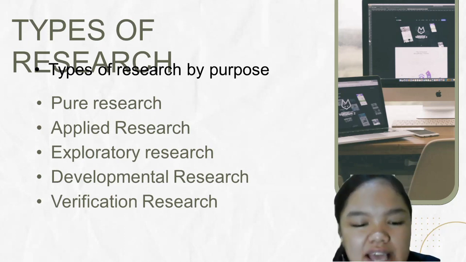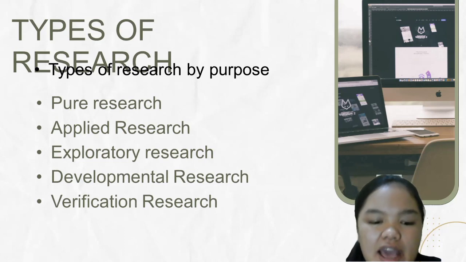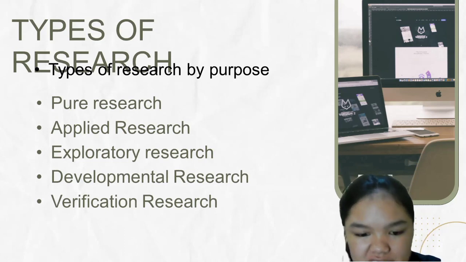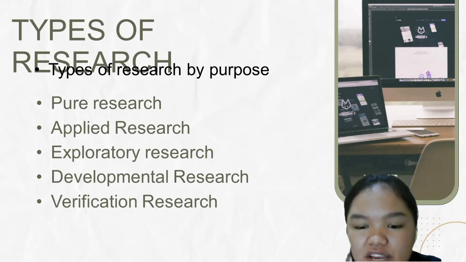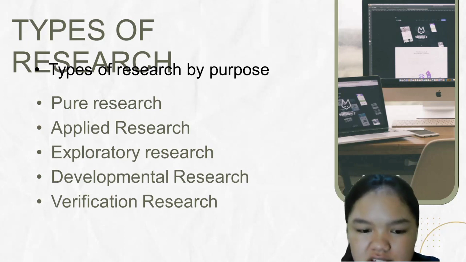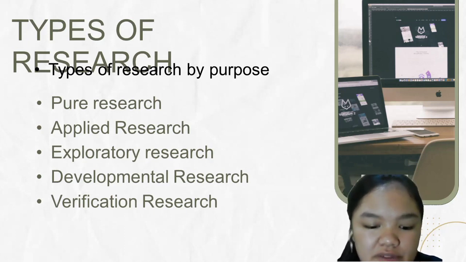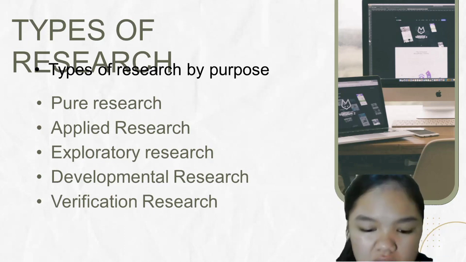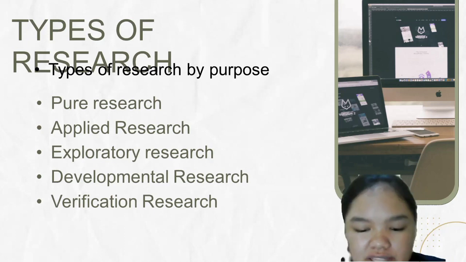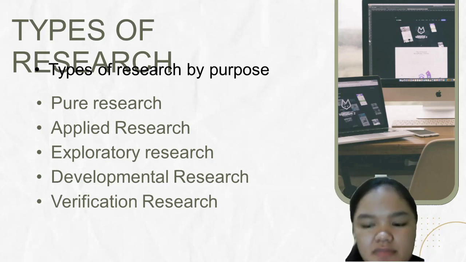The third one is exploratory research. Exploratory research is an exploratory study conducted to identify causes, such as mysterious people's death. The fifth one, verificative research. Verification research is one that verifies the truthfulness of an earlier study.